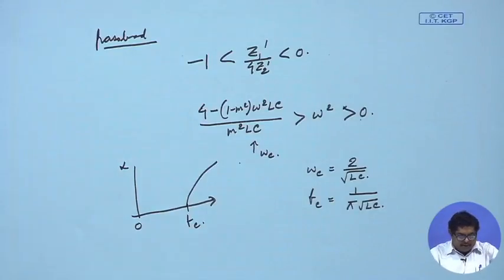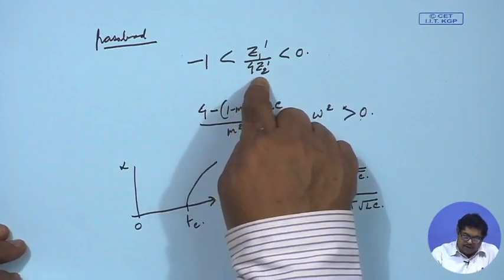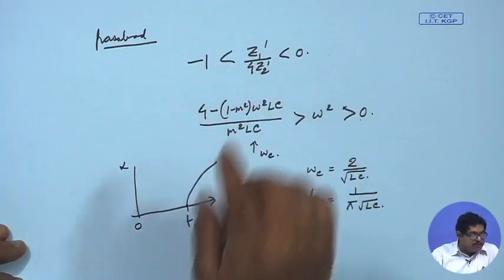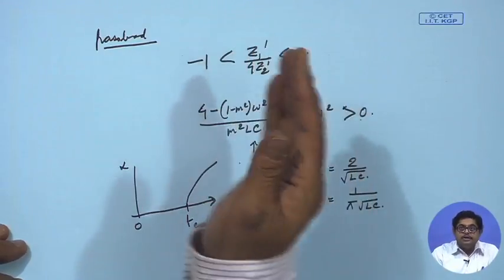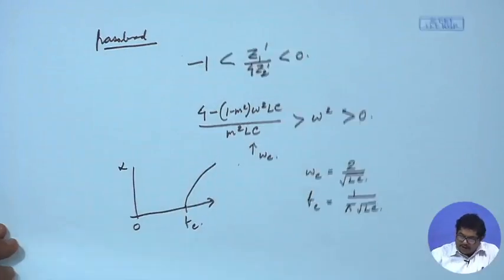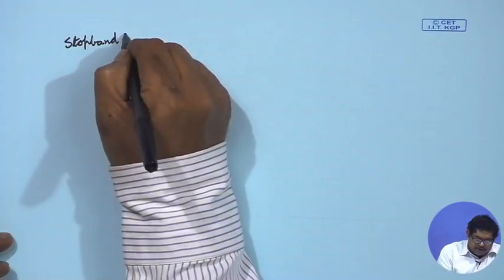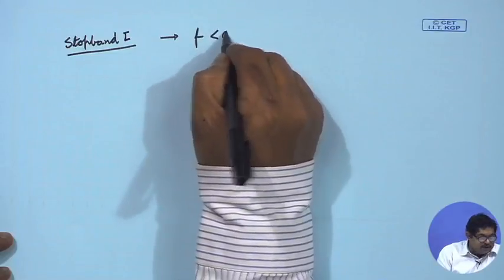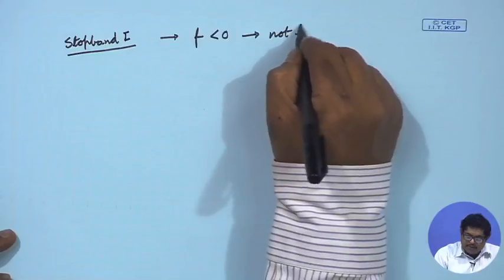So, then what is the stop band? The stop band is, as before, since I have this quantity, I can enforce that if this quantity is either greater than 0 or less than minus 1, I have stop bands. So, from that I can say that, according to our yesterday's nomenclature, stop band 1 will come out to be when f is less than 0, but we cannot have less than 0. So, it is not possible.